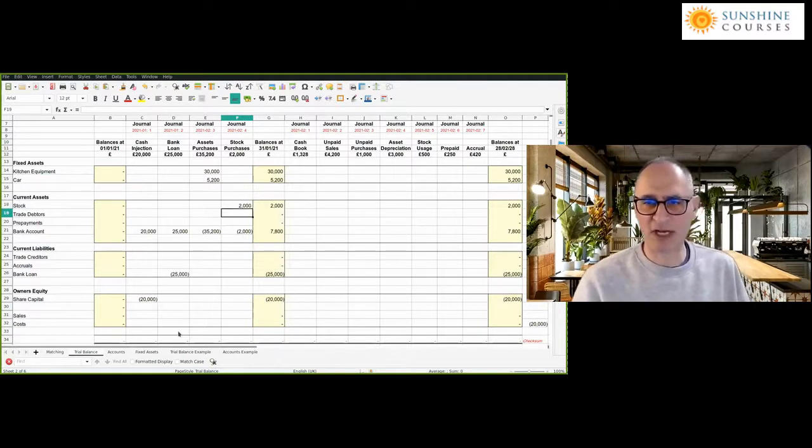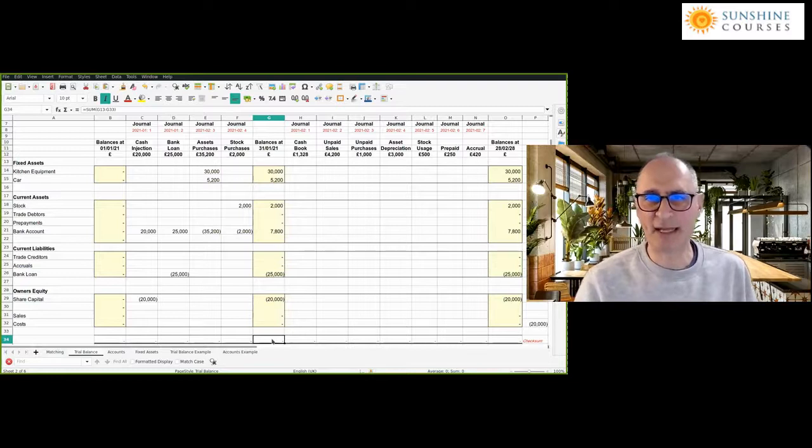So as at the 31st of January, we have a balancing balance sheet, or balances. We show we've got £30,000 of kitchen equipment, £5,200 of car assets, stock of £2,000. We've still got £7,800 in the bank. That's because we borrowed £25,000 from the bank, and the owner has injected share capital of £20,000. So our trial balance is all very comfortable, and we've not had any sales or purchases for the month because we haven't yet started trading.